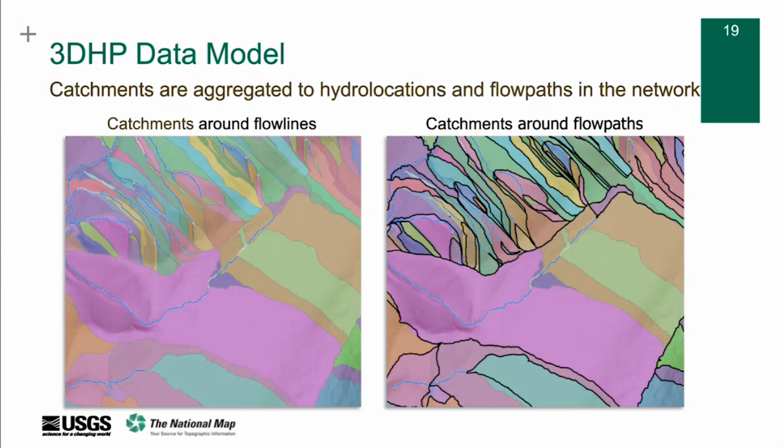And then as part of hydro enforcing and hydro conditioning, we then create the catchments. We start with catchments around every flow line, but then we do aggregate to our hydro locations. The hydro locations that are most common are confluence to confluence, or headwater to confluence. So we do a little bit different from NHD Plus. We do now have a headwater catchment as well as catchments that flow to streams between confluences.